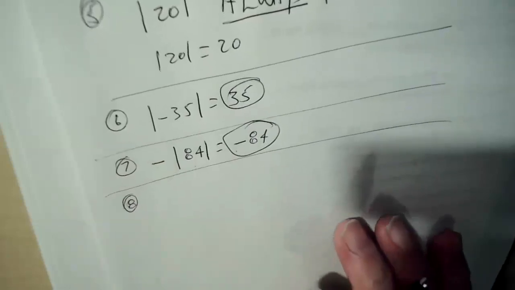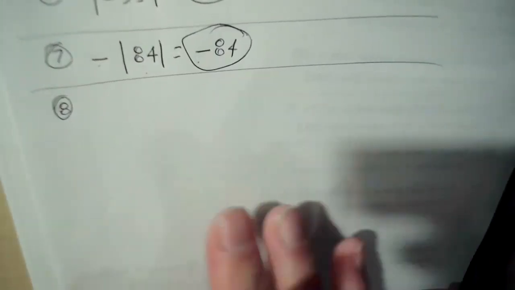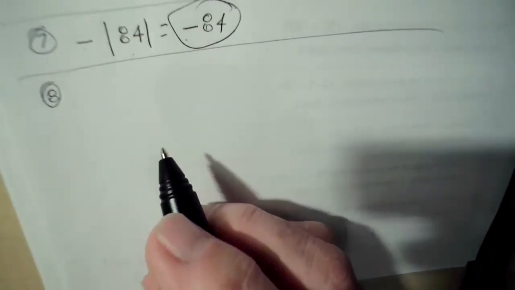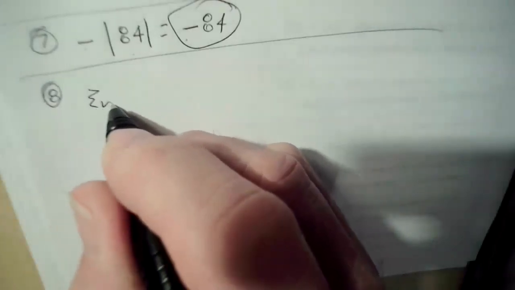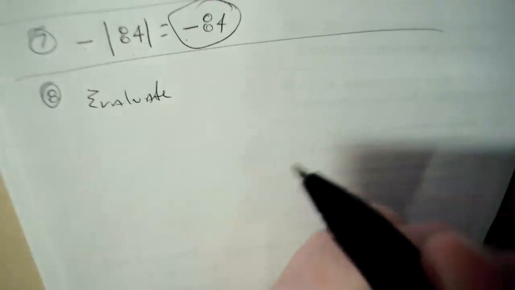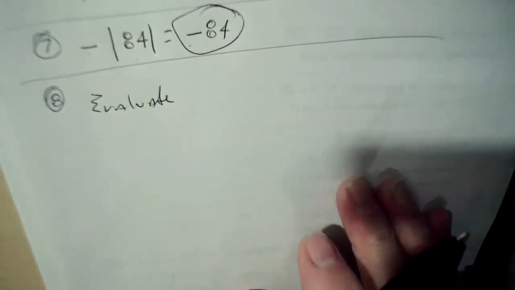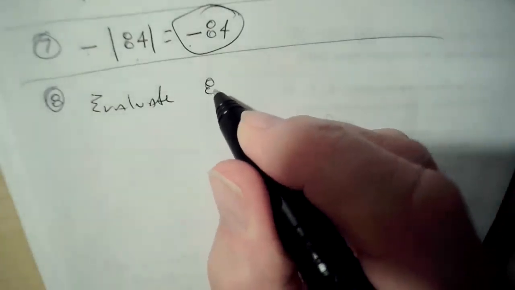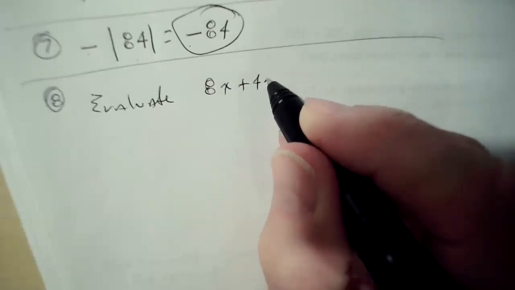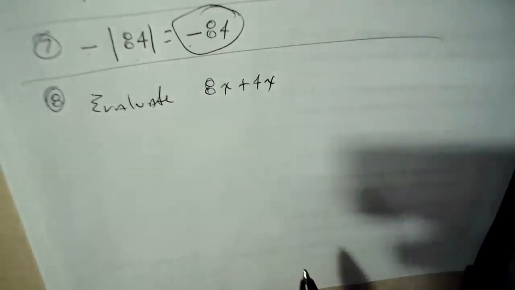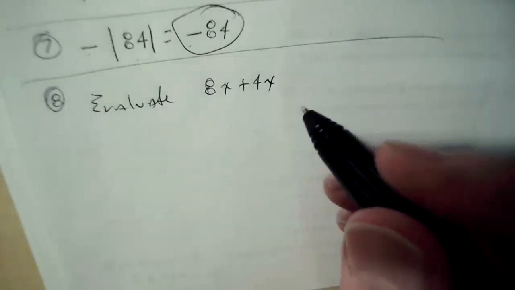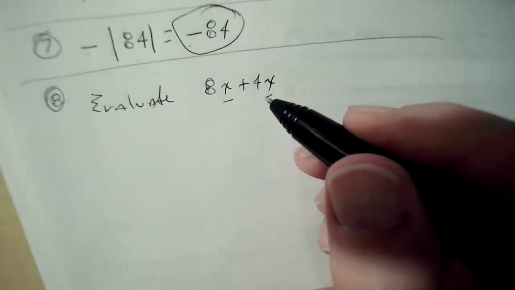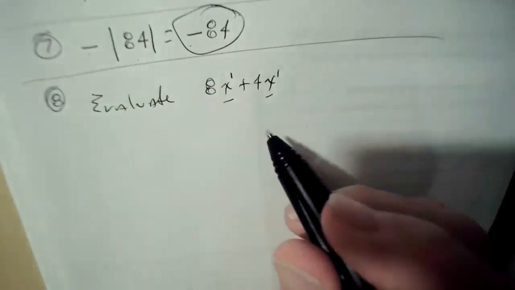Number 8. And this is evaluate. Evaluate means just find the value of, or how much is it. How much is 8x plus 4x? Are these like terms? Remember, they have to have the same variables, and they do, and the same exponent. The exponents here are 1. We just don't write it.